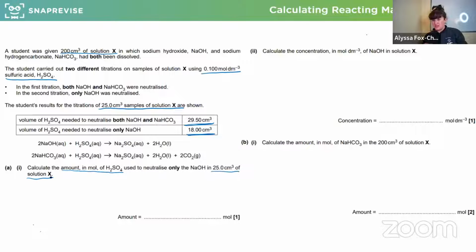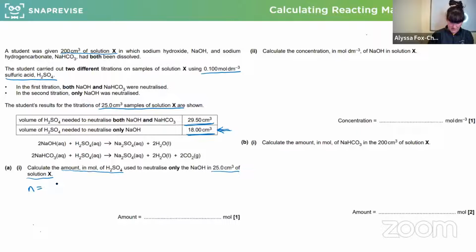I'm trying to calculate the amount, the moles of sulfuric acid used to neutralize only sodium hydroxide. What are we looking at? Well, we have a titration that was used for only sodium hydroxide, and that gives us a volume, sorry, a volume of sulfuric acid. We want to know moles of sulfuric acid. So what calculation are we likely to be doing here?